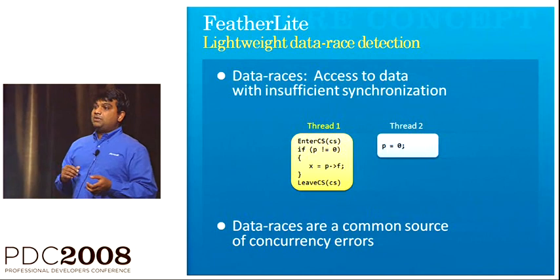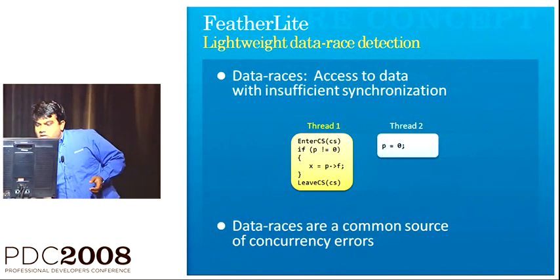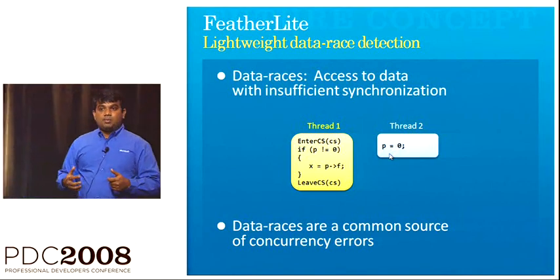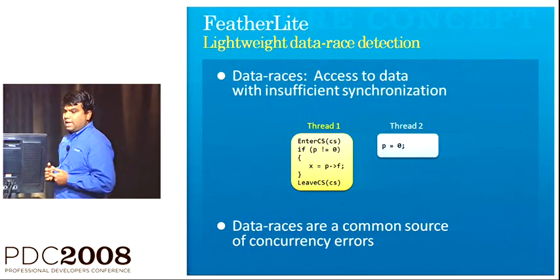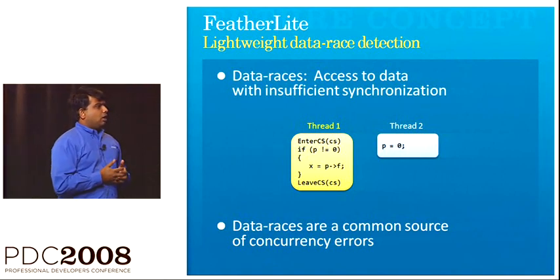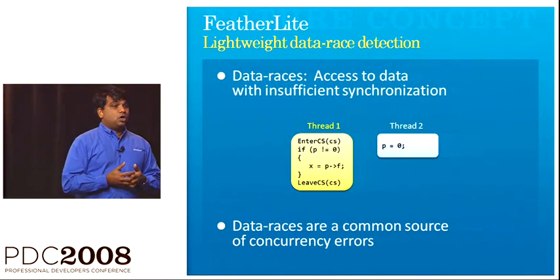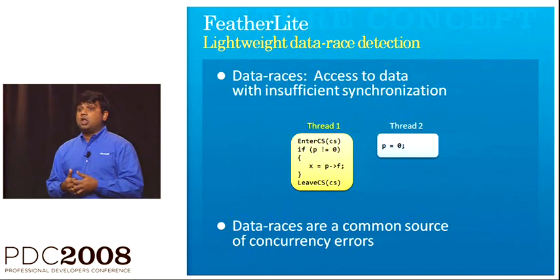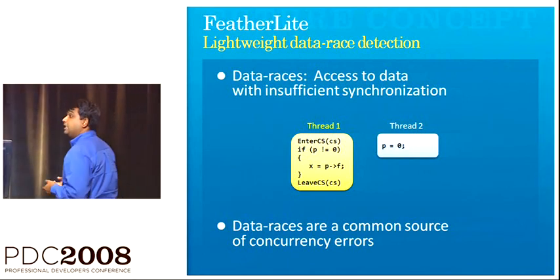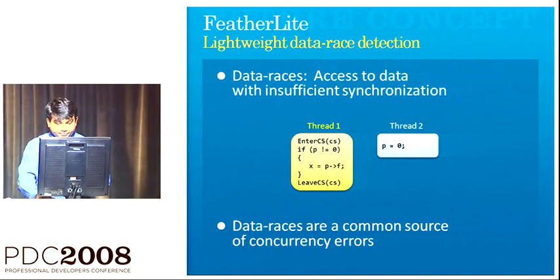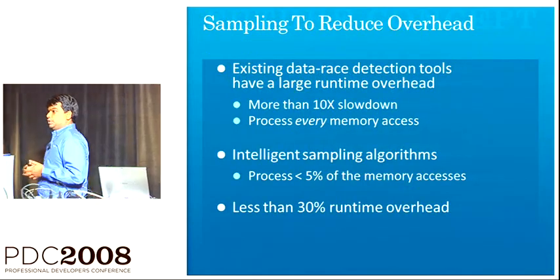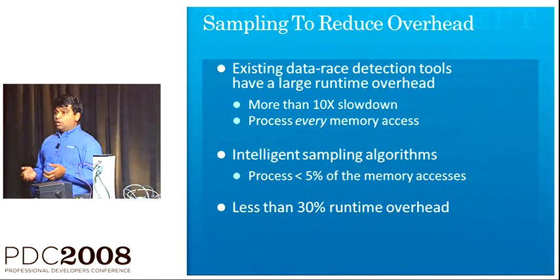And this is called a data race because this access by thread 2 does not follow the synchronization logic that you have for your program. And data races almost always point to underlying bugs in your synchronization logic. And so what you want is tools that can find these data races in your program. But the problem is that existing data race detection tools are very, very slow.